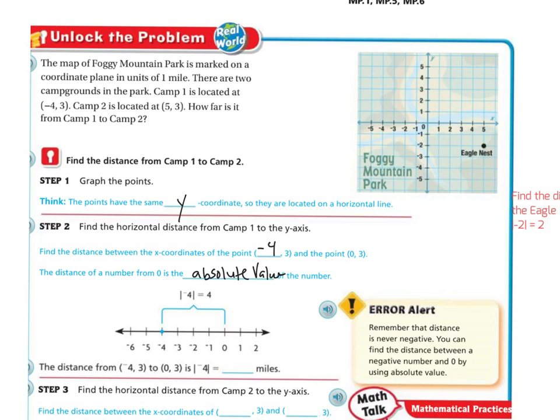Okay, I'm going to plot the points first, though, just so we can see them. So we have -4, and then I go up to 3. Okay, that's Camp 1. And then the other one is over to 5 and up to 3, and this is Camp 2. Camp 1 and Camp 2. So let's look back at the absolute value. The distance from -4 to 0 is going to be 4, so the distance from this is going to be 4 miles.